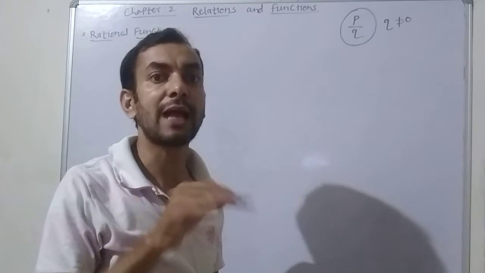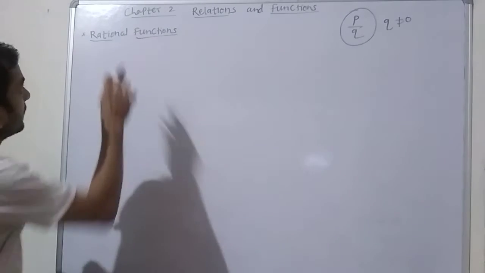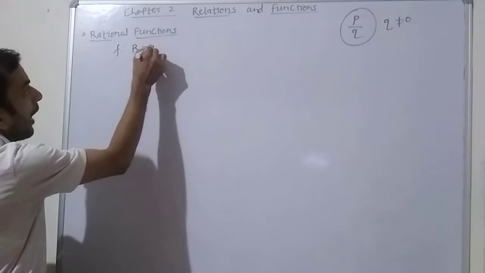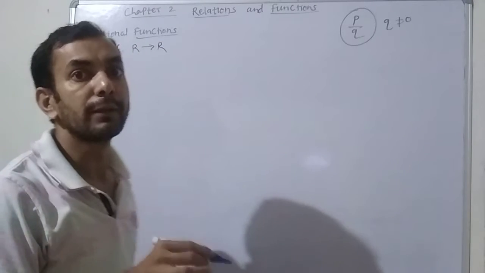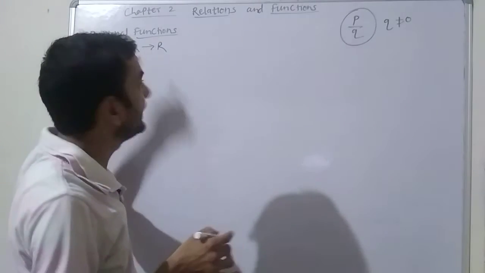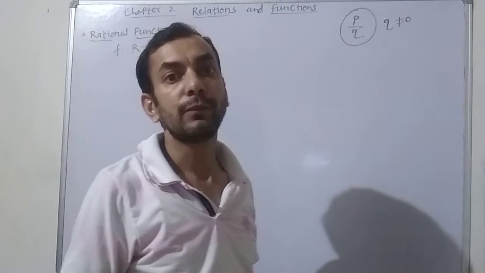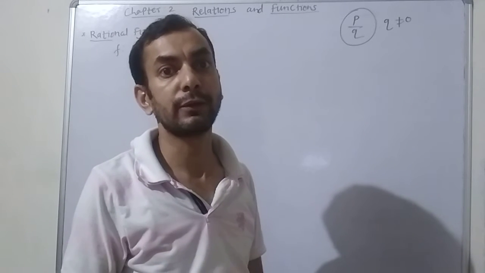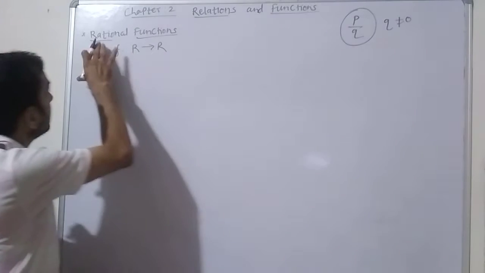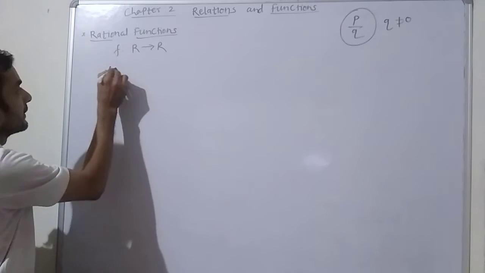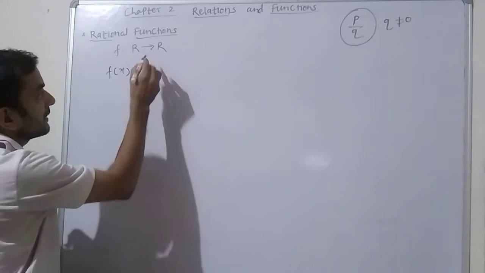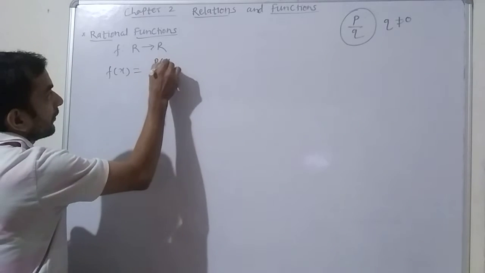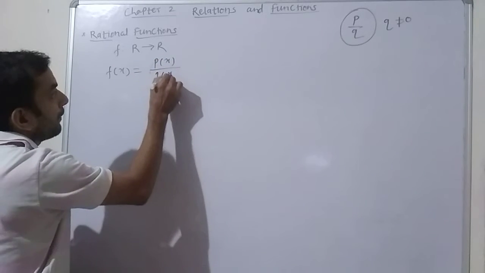If I have to define this rational function, here f is a function from R to R, the set of real numbers to real numbers. R again indicates the set of the domain. How to find out the domain, we will discuss with a particular example. If I define this rational function, the rational function can be taken as f of x equal to p of x dividing by q of x ले लेते हम लोग.